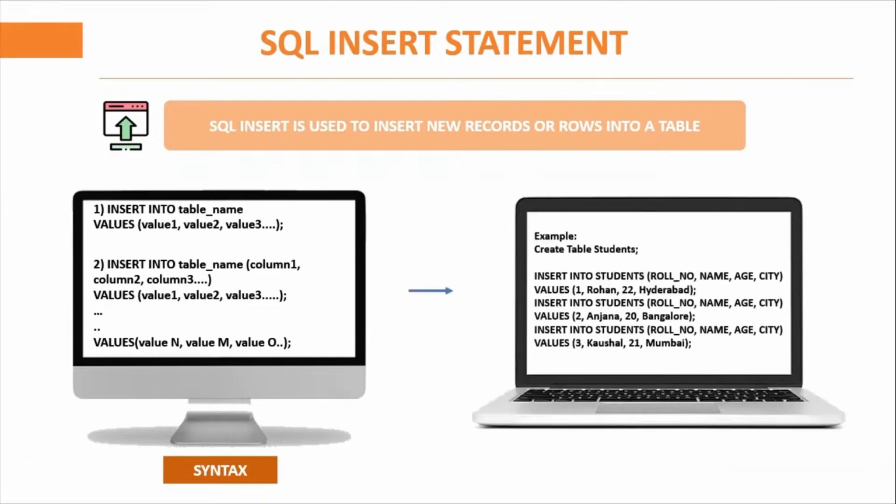Let us take an example. Now let's say I've created a table students and I want to insert values into it. So the syntax for inserting the values is insert into table name. I'm taking it here as students, and I'm mentioning the columns roll number, name, age, city, and I'm inserting the values: roll number as 1, name as Rohan, age as 22, and city as Hyderabad. So in this way you can insert values up to n number of rows into your table.